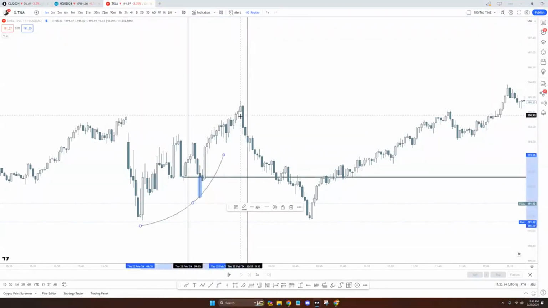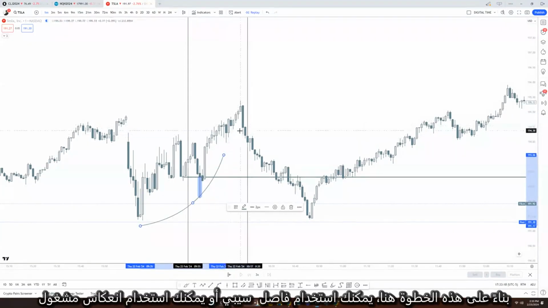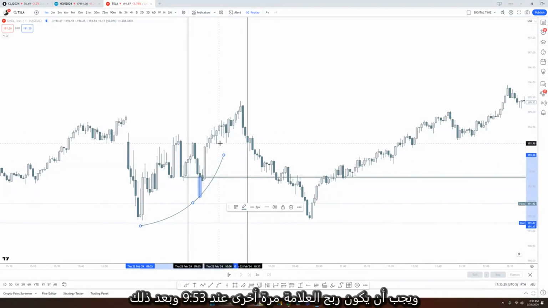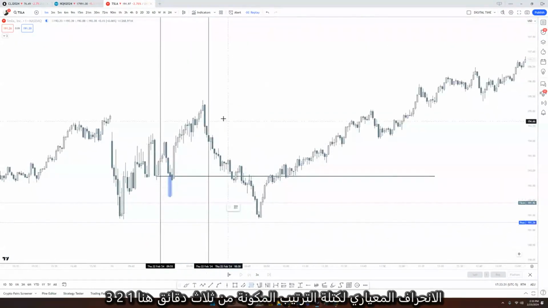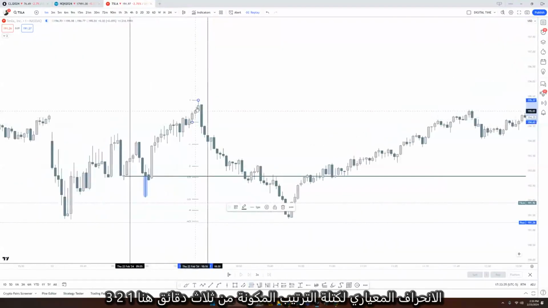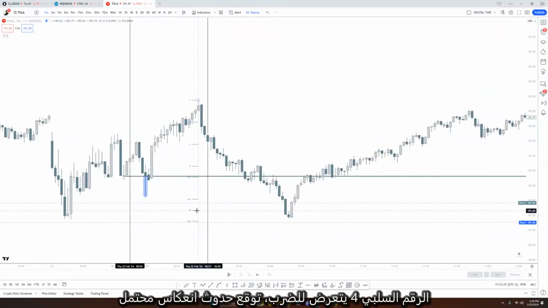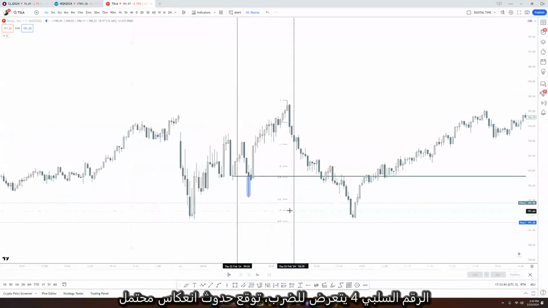You can take a very quick short based off this move here. Use a breaker or a SIBI, or you can use a BISI inversion. And take profit should be, again, at 953, and then after that, standard deviation off the 3-minute order block up here. 1, 2, 3. -4 gets hit. Expect a possible reversal.